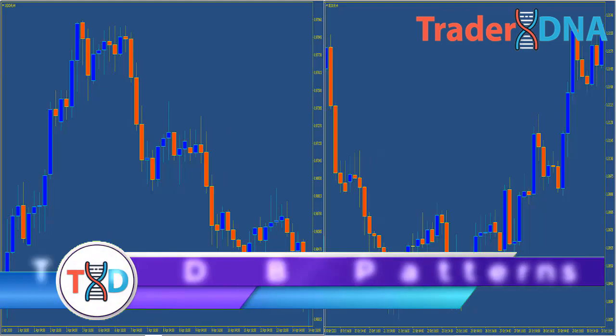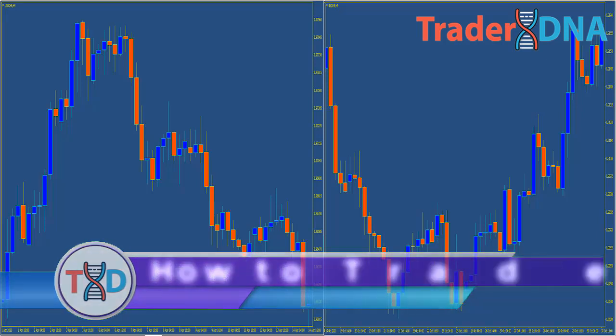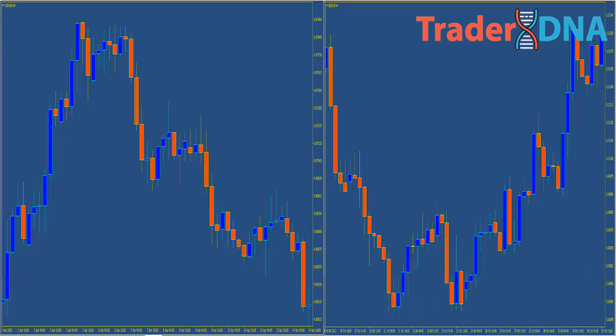And now, how to trade double top and double bottom reversal patterns. To trade double top and double bottom properly, you need to implement some basic trading rules. The following steps will help you identify and trade the double top reversal.